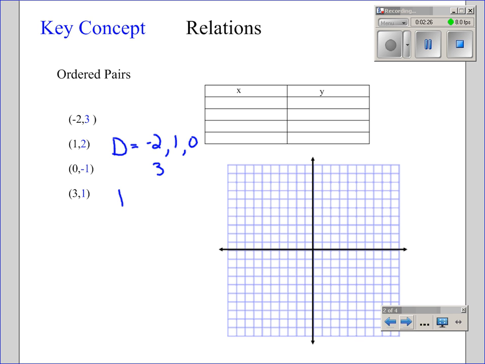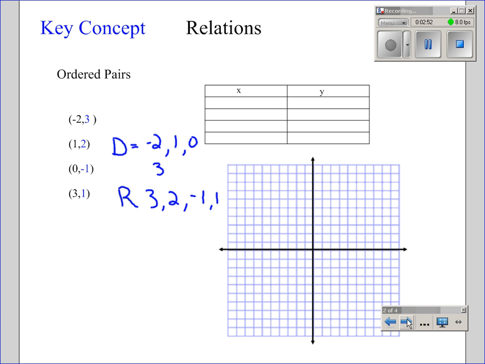And then our range, the range are the y-coordinates. They're all there in blue on the right-hand side, which would be 3, 2, -1, and 1. So what we want to do in this lesson is show our relations, our ordered pairs, in tables and also on graphs.